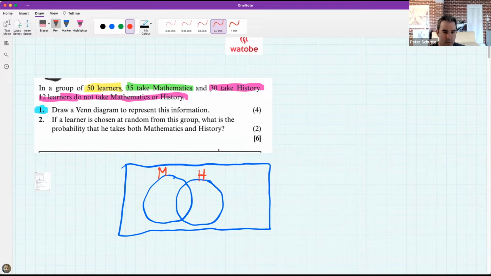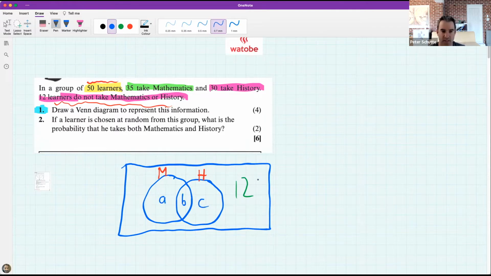And probably the most useful piece of information is that there are 50, but 12 learners do not take mathematics or history. So they have to be outside of the circles, the events M and H. What I want to know now is how do we work out these three regions in the middle? How do we know what that one is? Maybe I should call them A, B, and C.